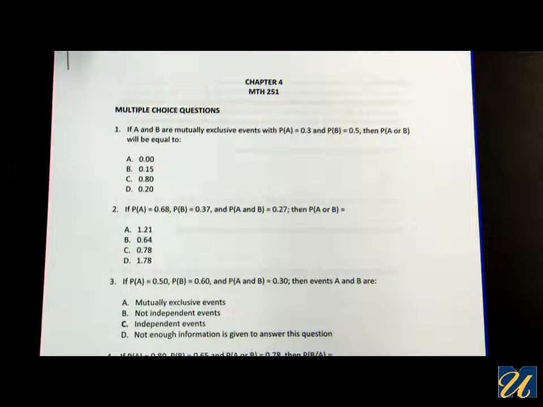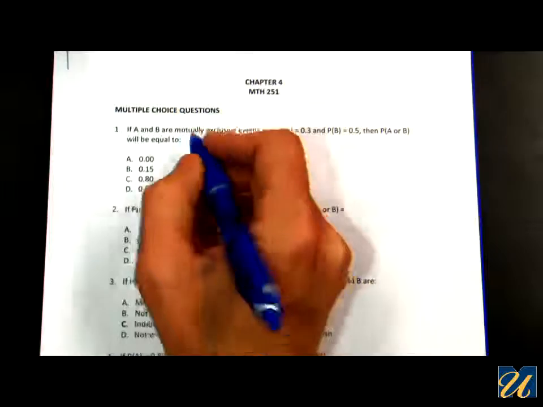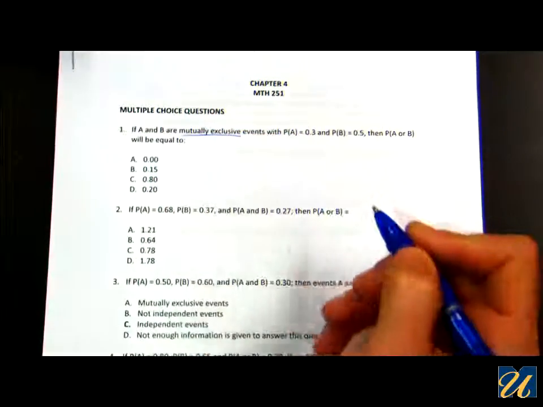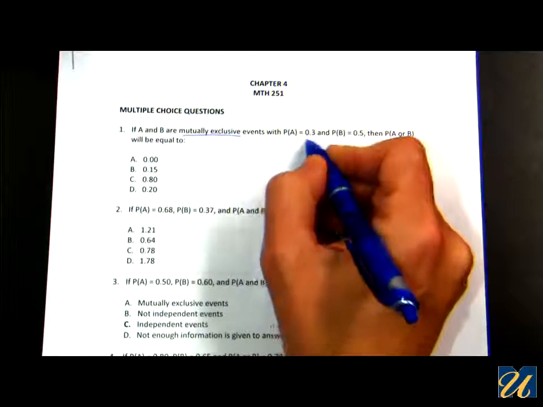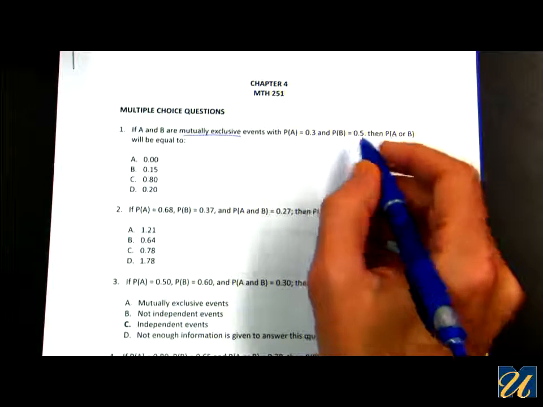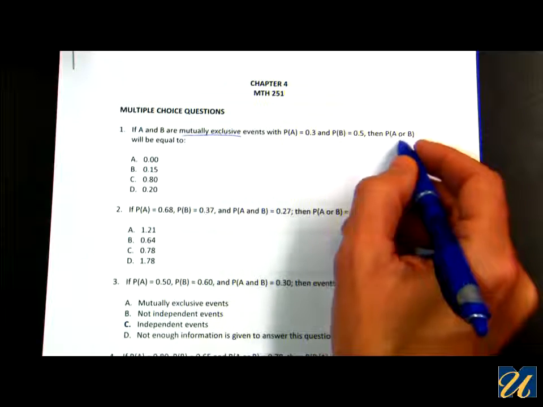Let's look at chapter 4 exercises. We'll start with the multiple choice questions. For the first one, if A and B are mutually exclusive events with the probability of A being 0.3, probability of B being 0.5, then the probability of A or B will be equal to?